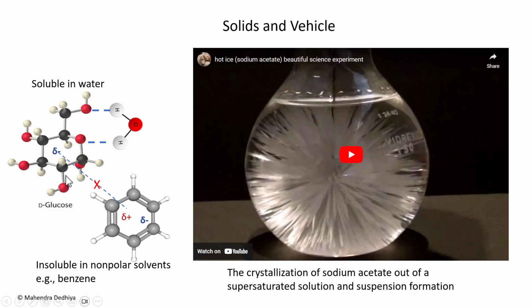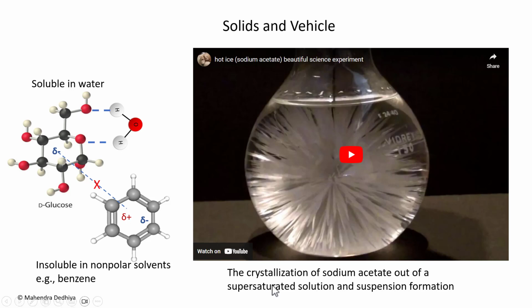The example shown here is D-glucose. Glucose is very soluble in water because of very strong hydrogen bonding. The dipole-dipole interaction between a non-polar solvent such as benzene and glucose is very low. Glucose will not be solubilized in non-polar solvents such as benzene, which means glucose will form a suspension.